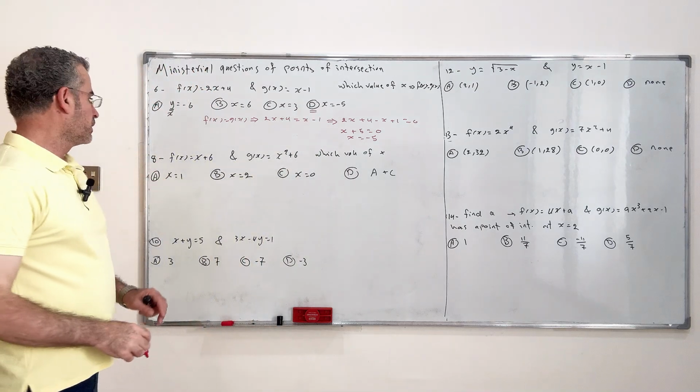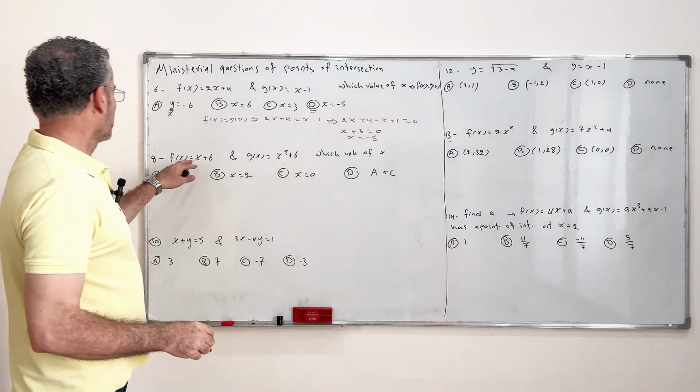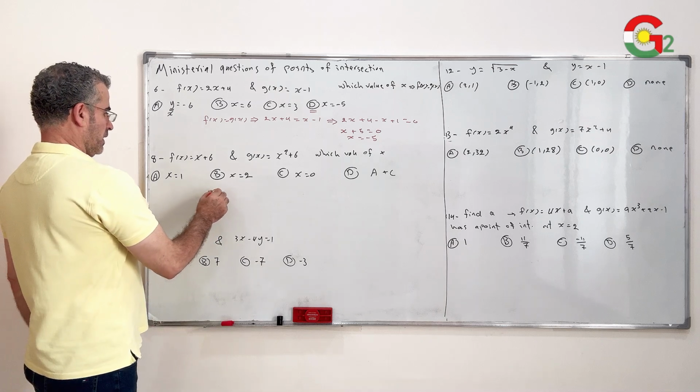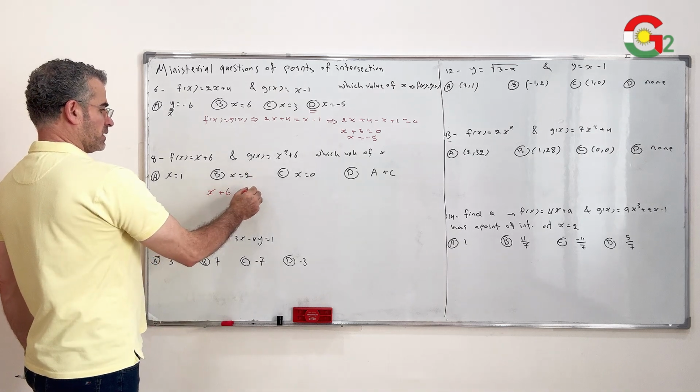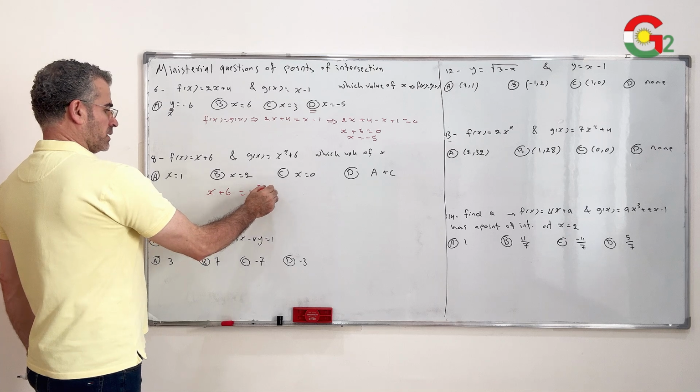Question number 8. Which value of x verifies f of x equal to g of x? f of x is x plus 6. g of x is x power 2 plus 6.